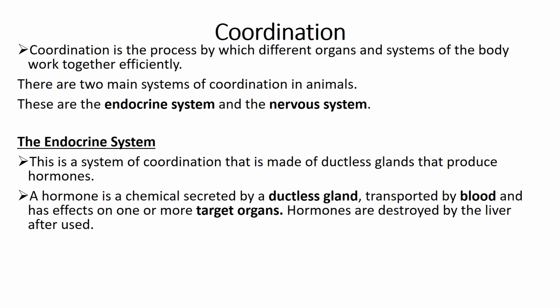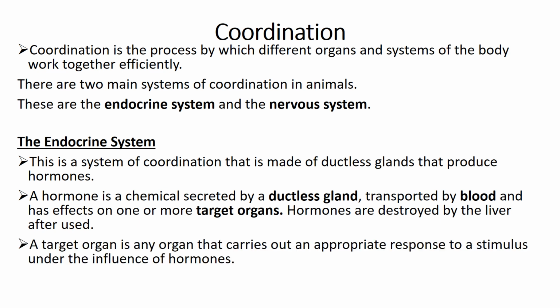Okay, what are target organs? A target organ is an organ that carries out an appropriate response to a stimulus under the influence of hormones. Okay, so if there is an external factor affecting an organism, then for an organ to qualify to be a target organ, it has to carry out an appropriate response under the influence of the hormone. So the hormone is the one that's going to make that target organ do what it is supposed to do because of a stimulus.